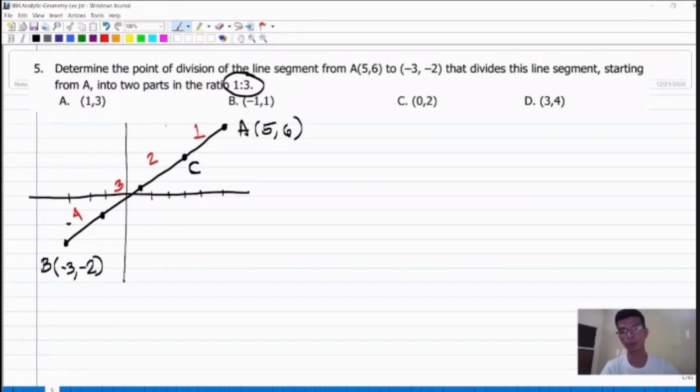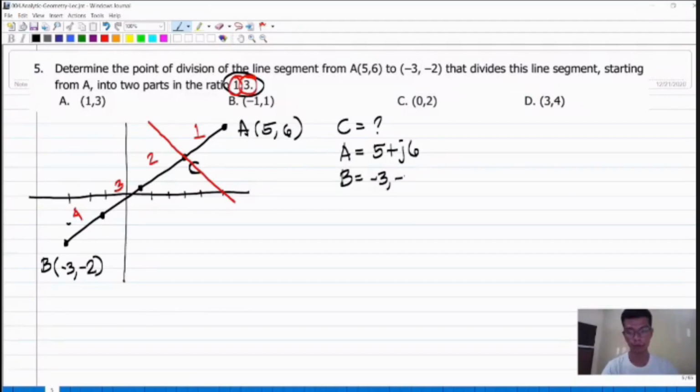Na kung saan unang part ng ating line segment ay nagmamay-ari ng 1 part. And then the second division ng ating line segment ay nagmamay-ari ng 3 parts. So ito yun. So isa-isahin natin. We are looking for the value of C, the point of division. Our A will be 5 plus j6 in rectangular form. Our B will be negative 3 minus j2.